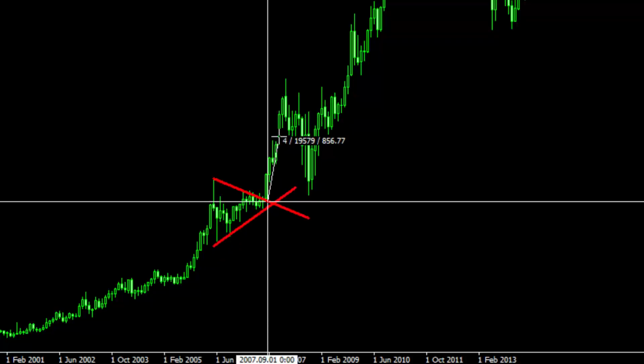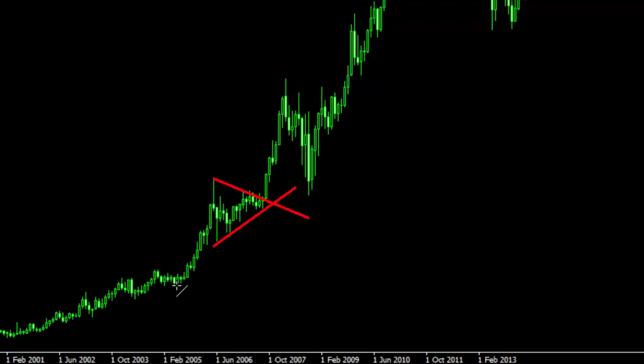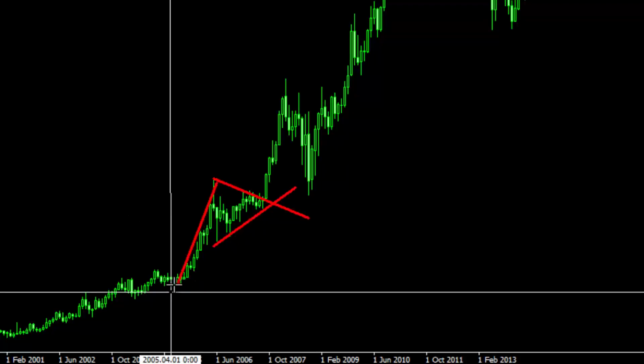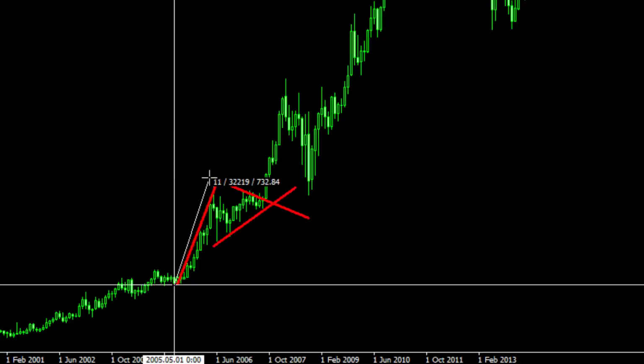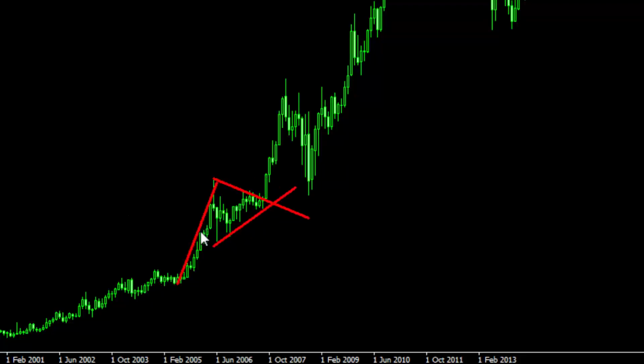A triangle pattern shows us around 2000 pips TP price over the breakout point, while a pennant pattern indicates 3222 pips higher than the breakout spot.